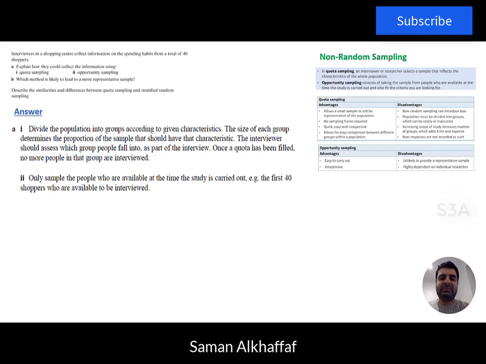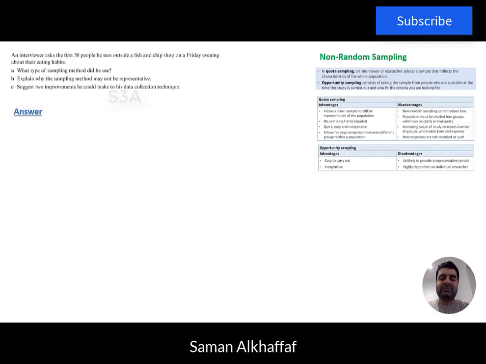For part B, which method is likely to lead to a more representative sample? So in this scenario, quota sampling, as opportunity sampling is unlikely to reflect the characteristics of the whole population. Now we need to also describe the similarities and differences between quota and stratified random sampling, which is on the right hand side.